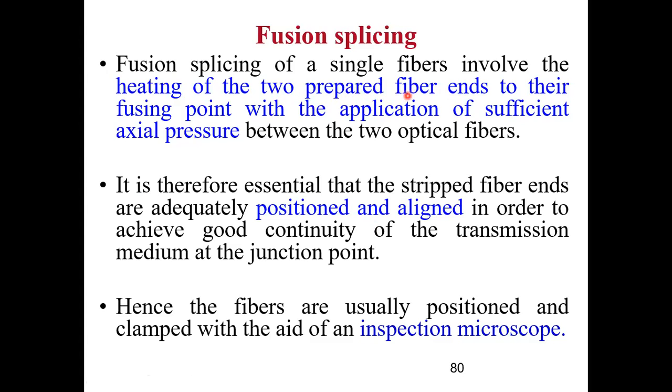So, heating of two prepared fiber ends to their fusing point with the application of sufficient axial pressure between the two optical fibers. Therefore, it is essential that the stripped fiber ends are adequately positioned and aligned. See, I said we are joining the core, so I have to strip the fiber of the cladding and the elastic coating. That's why it is mentioned stripped fiber end, and I have to position and align it properly. Otherwise, there will be no continuity in the fiber core.